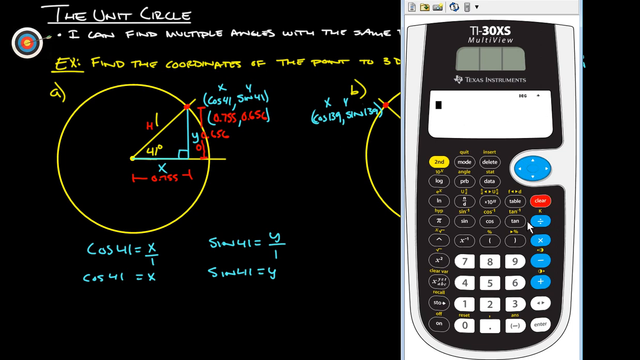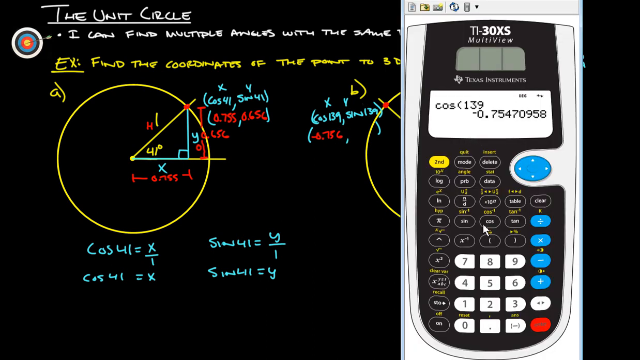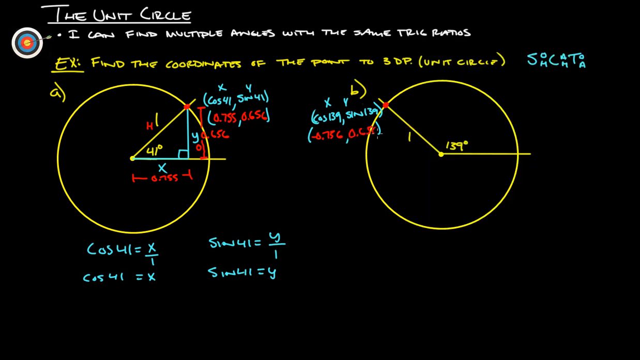So we do cosine 139, and we get negative 0.756. Let's do this in red like we did the other one. Negative 0.756. And then we're going to do sine of 139. There we go. 0.656. So that's going to be the coordinates of this point right here.